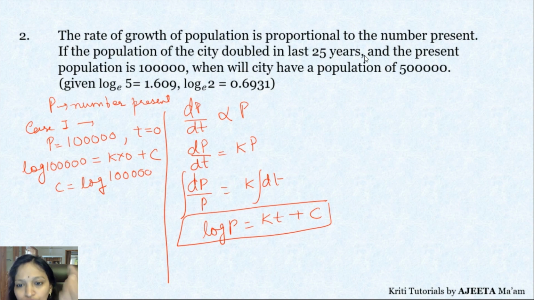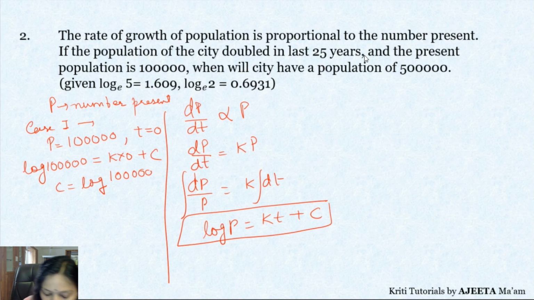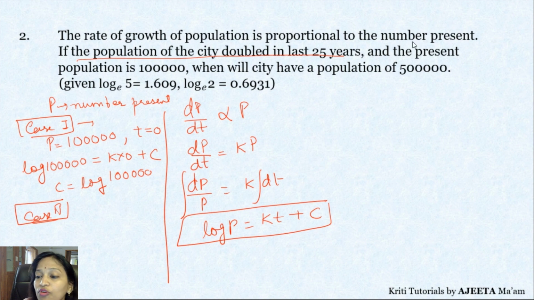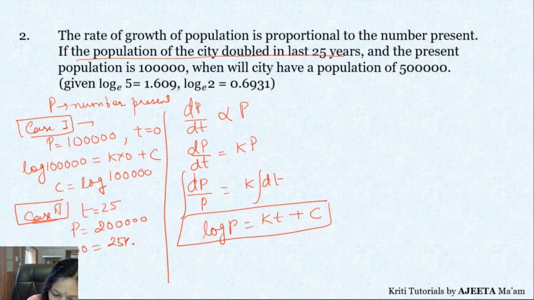Now this is what you have here. Now what are we going to do? We are going to find the value of K, and that we will do with case 2. Okay, let's use case 2 now. What's the case 2? Case 2 is population of the city doubled in last 25 years. 25 years में वो double हो जा रहा है. If it is getting doubled, t is 25. So now your P will be 2 lakh. Let's solve it. 25K. In place of t, we'll put 25 plus log 1 lakh, which is the value of C.